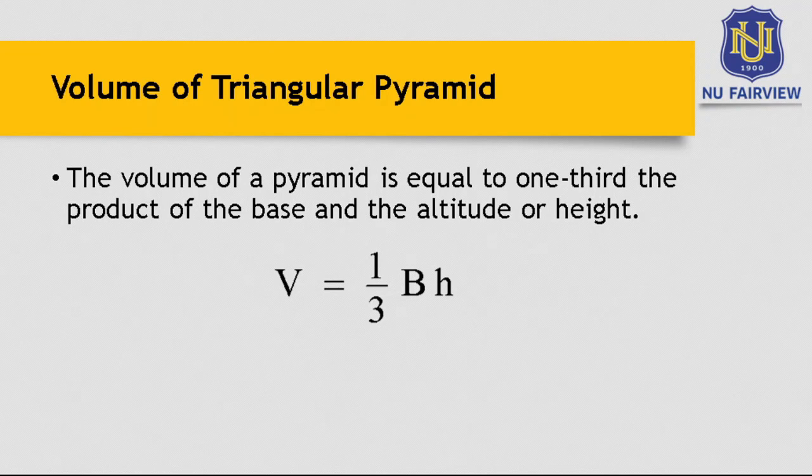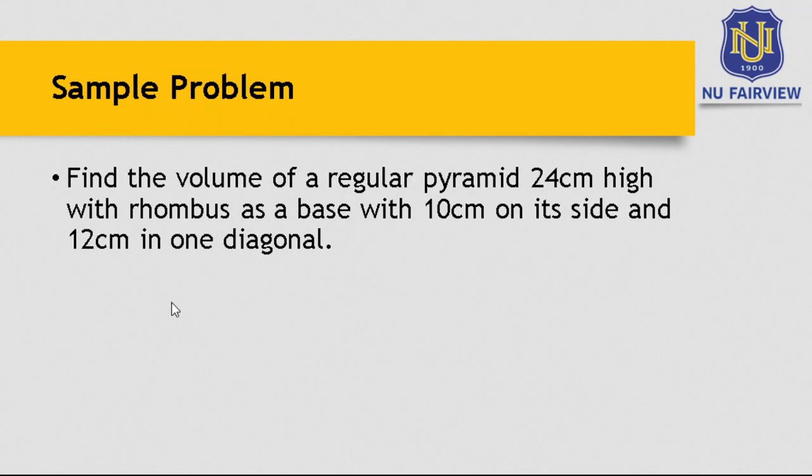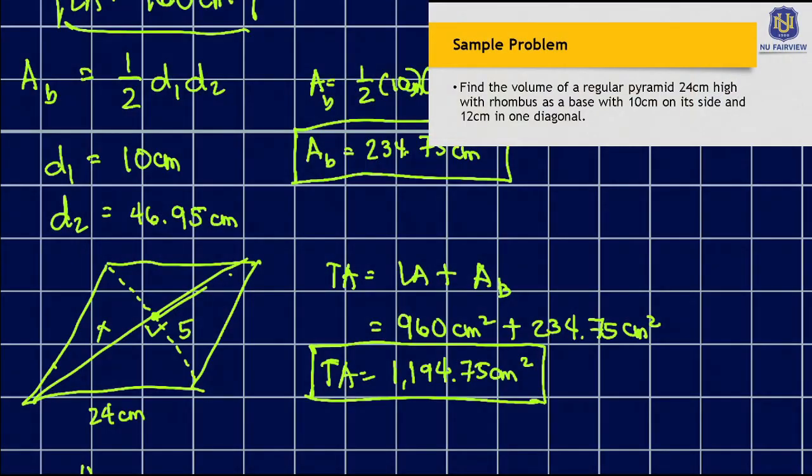Now, let's have another example that discusses yung volume nyo. So, let's find the volume of a regular pyramid 24 centimeter high with a rhombus as a base with 10 centimeter on its side and 12 centimeter in one diagonal. So, katulad lang to nung previous problem halos, but we have to find the volume instead of the total area. So, paano kaya natin kukunin ito?